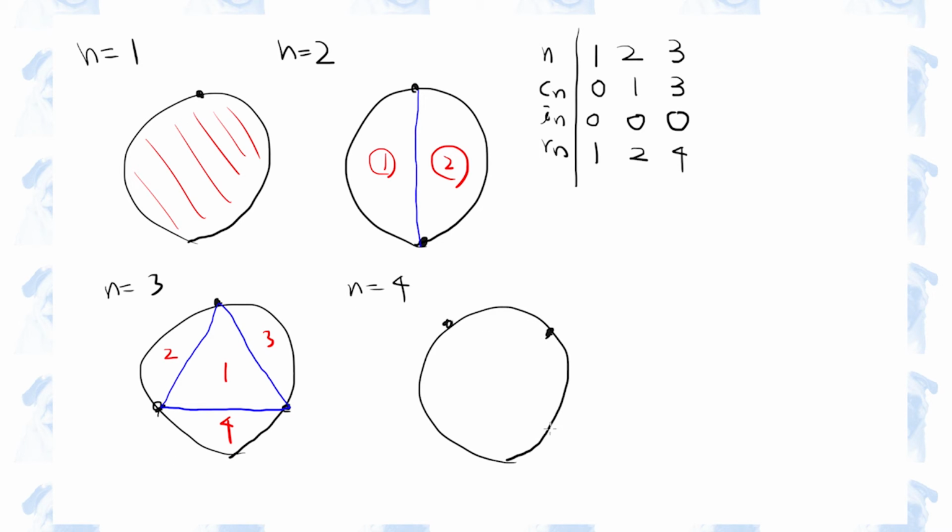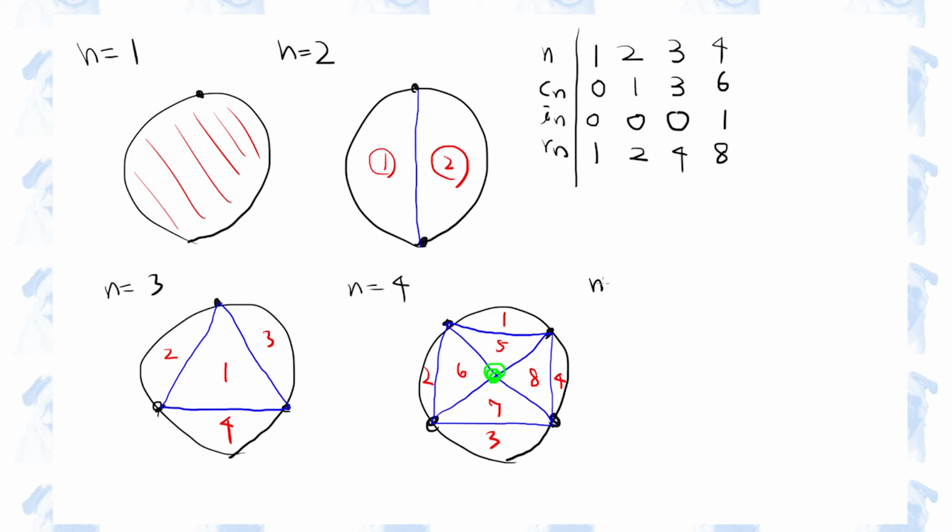N equals 4. 4 dots. We can draw 6 chords. And how many intersections do we have? 1. So 1 intersection. And how many regions do we have? 1, 2, 3, 4, 5, 6, 7, 8. 8 regions.